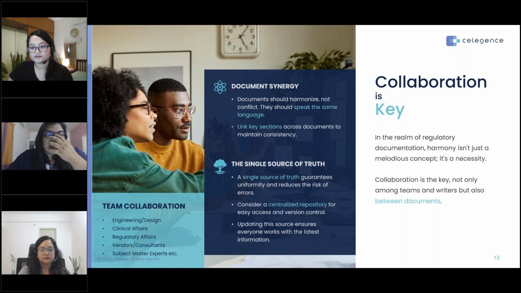A good example would be something as simple as the patient population for your device. We have noticed that there have been observations around patient population mentioned in one document, but not in another, or the verbiage used is slightly different, which can be confusing for the reviewer. It may not be very clear what exactly is the target population that your device is for.